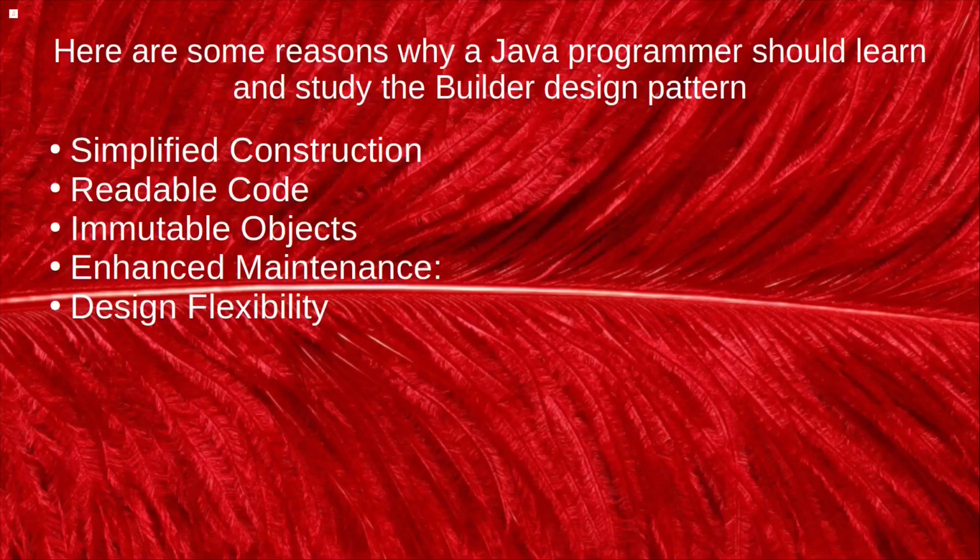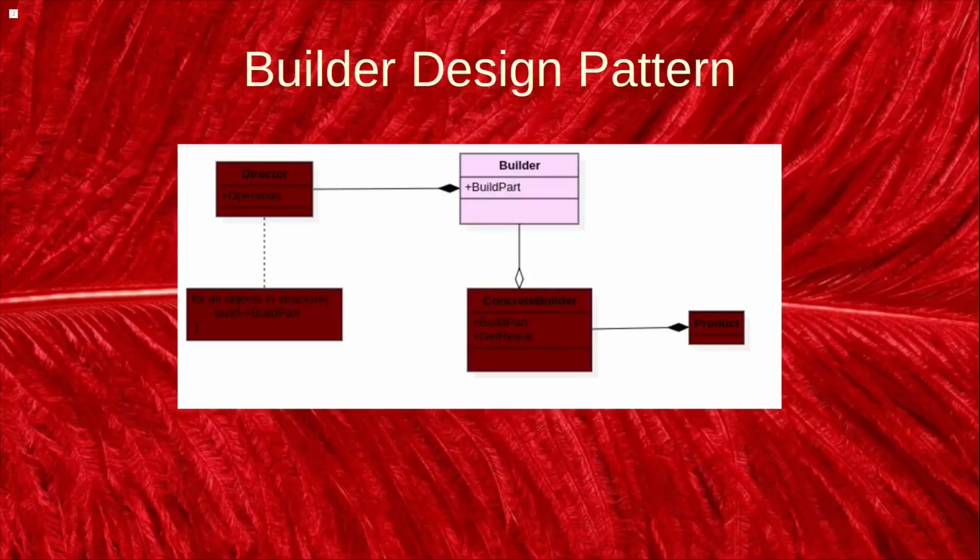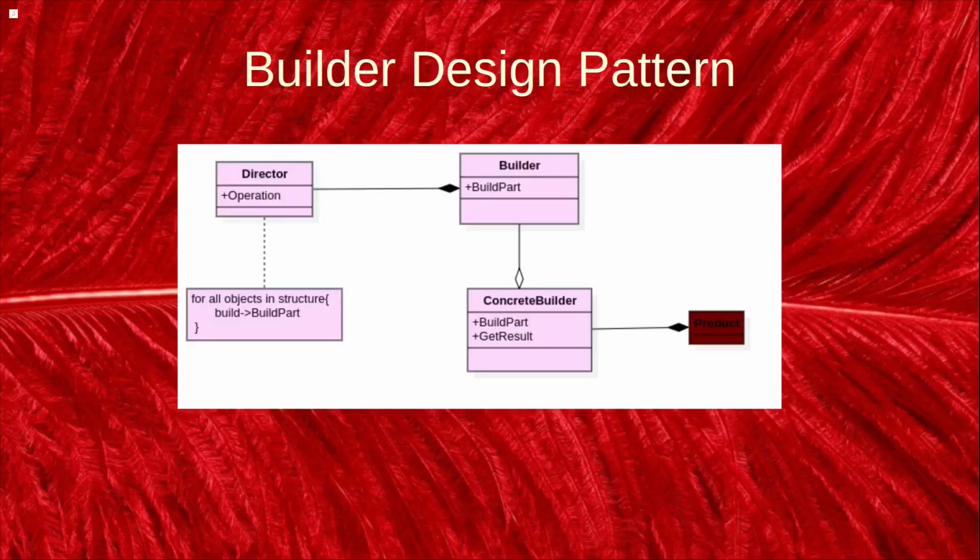These reasons highlight the practical advantages of the Builder design pattern for Java developers in terms of code maintainability, readability, flexibility, and design. UML. Builder. Specifies an abstract interface for creating parts of a product object. Concrete Builder. Constructs and assembles parts of the product by implementing the Builder interface. Defines and keeps track of the representations it creates. Provides an interface for retrieving the product. Director. Constructs an object using the Builder interface. Product. Represents a complex object under construction.